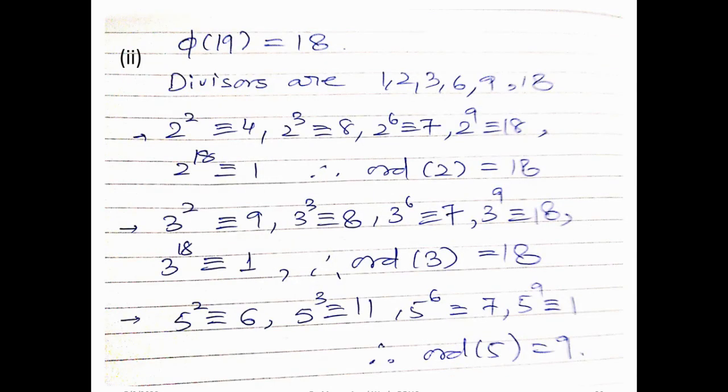In the second case, n is 19. So we have to compute the order of these three numbers under modulo 19. So phi 19 is 18, and divisors of 18 are 1, 2, 3, 6, 9, 18. So let us compute these different powers of different numbers. 2 squared is 4, 2 cubed is 8, 2 to the power 6 is 7, 2 to the power 9 is 18, and 2 to the power 18 is 1. Therefore the order of 2 is 18.